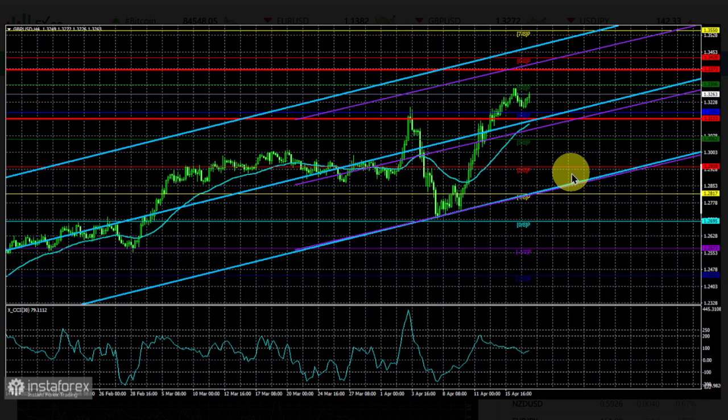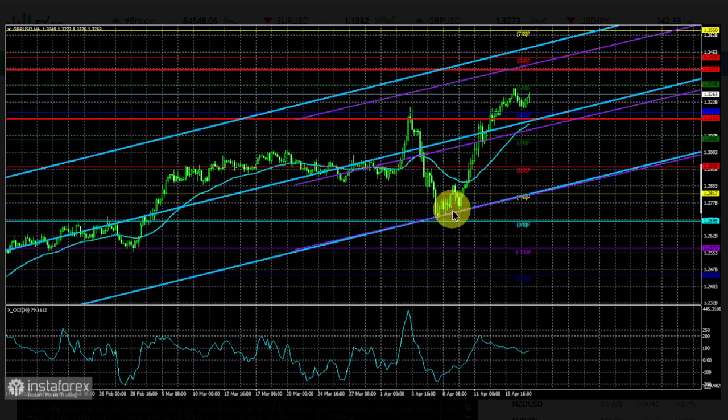Therefore, on Friday, April 18, we expect movement within the range bounded by 1.3153 and 1.3373. The long-term regression channel is pointing upward, though a downward trend remains on the daily time frame. The CCI technical indicator recently entered the overbought zone, suggesting a pullback which has already been concluded.